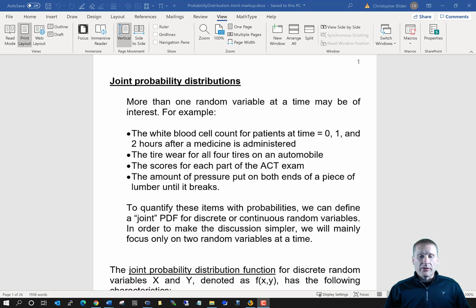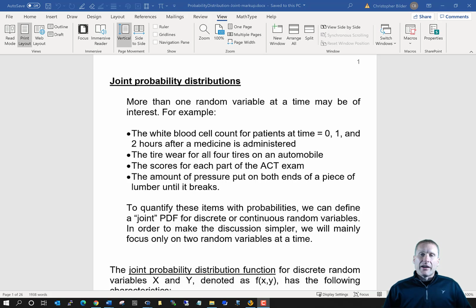white blood cell counts. Another case is, let's say we're interested in the tire wear for all 4 tires on an automobile. In that case, we have 4 different random variables. Another example is the scores for each part of a nationalized standardized test, and the amount of pressure put on both ends of a piece of lumber until it breaks. So in that case, we would have 2 random variables.